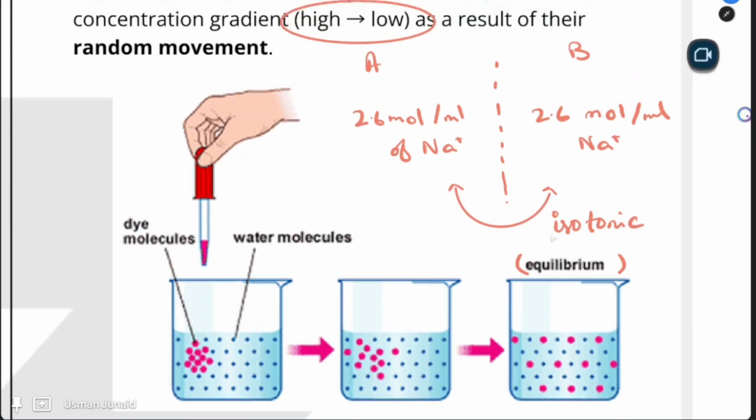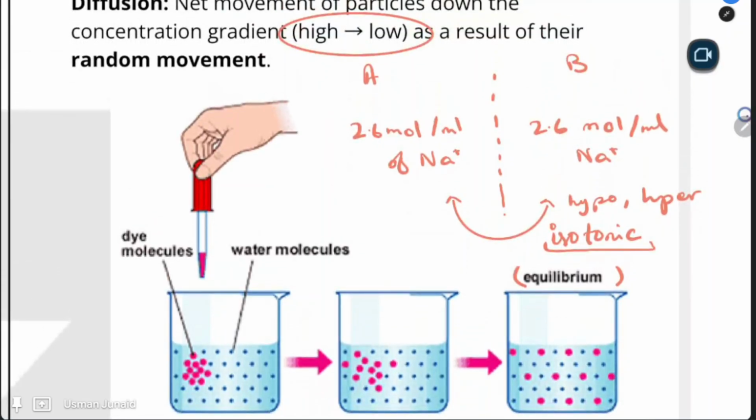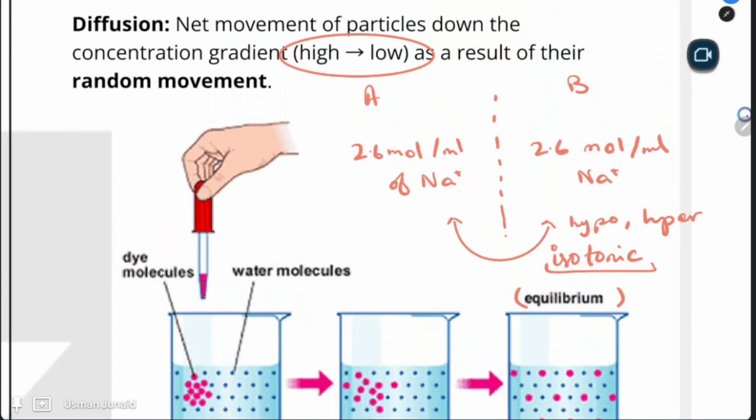So we'll come to these types of solutions afterwards. We'll have hypo, hyper, and isotonic. So diffusion is the net movement of particles from high to low due to random movement. Yes. Okay.